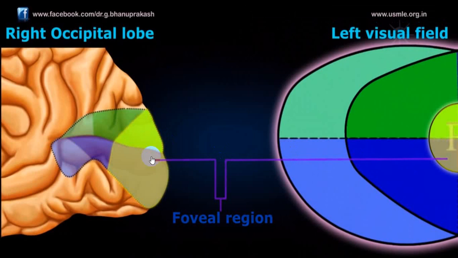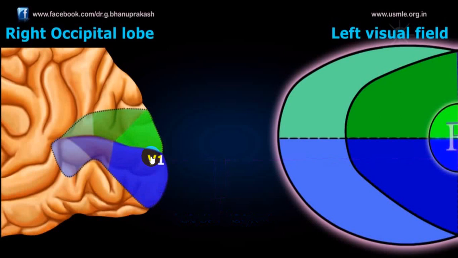The primary visual cortex, V1 or striate cortex, is responsible for binocular vision. And it projects to other areas of the cerebral cortex, referred to as extrastriate, that are involved in complex visual perception.